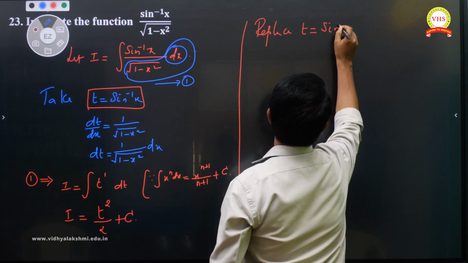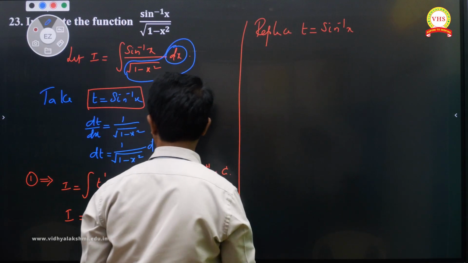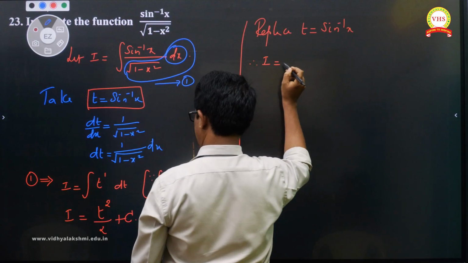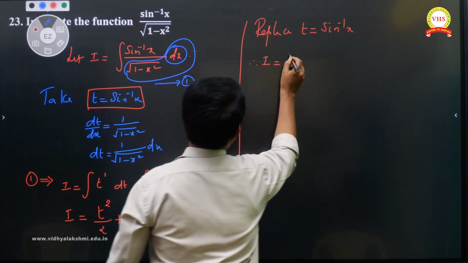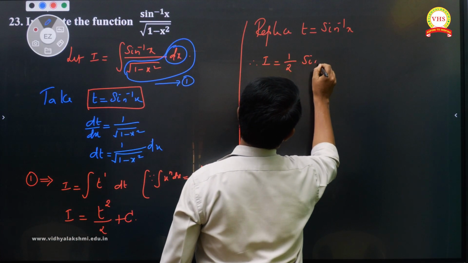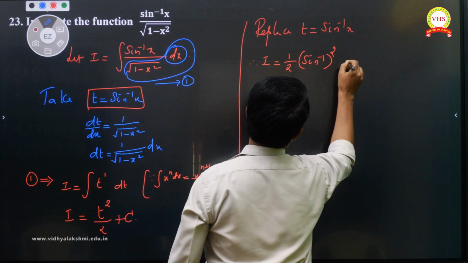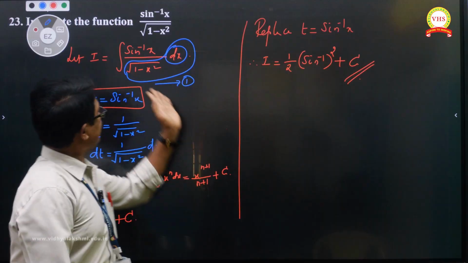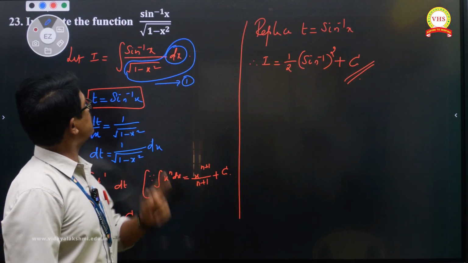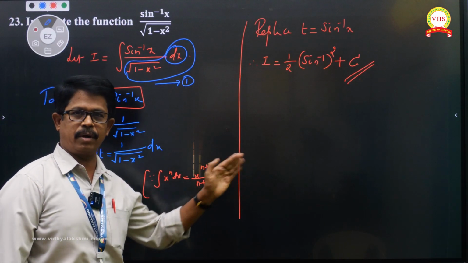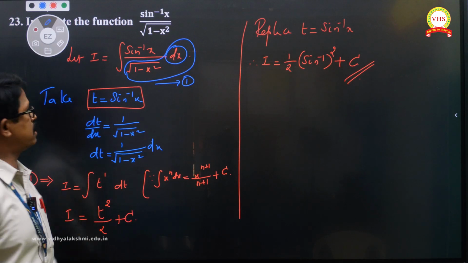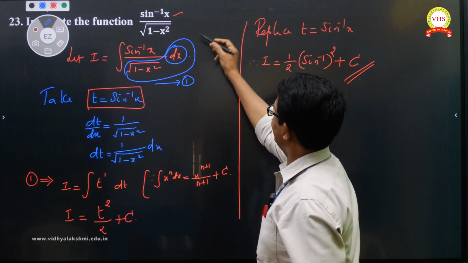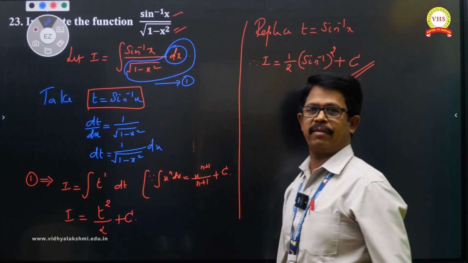Sine inverse of x. Then the final answer, therefore, I equals sine inverse of 1 by 2, that is 1 by 2 into (sine inverse x) whole squared plus c. Okay students, this is the integration of sine inverse of x divided by square root of 1 minus x squared. Any doubts? Be alert, because when you get such a function, the denominator should be the derivative.